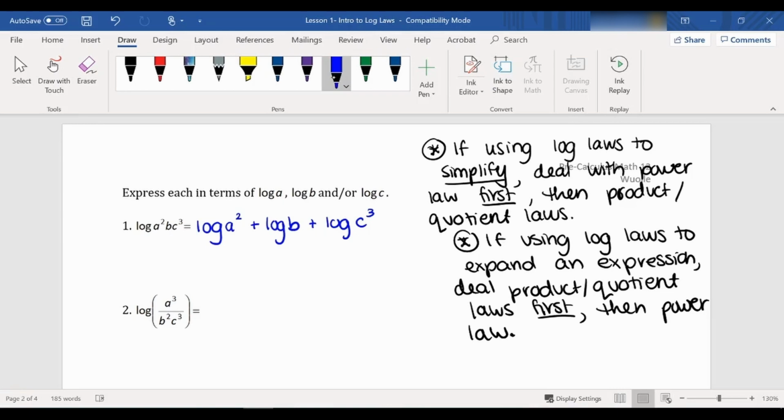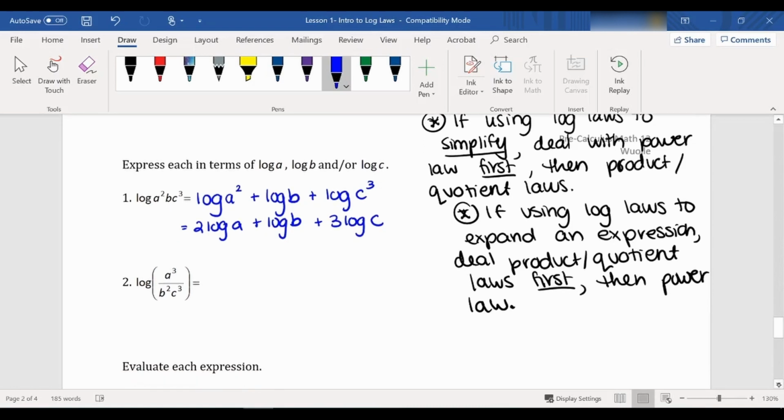Now that we've done that, in the first term, we can bring that 2 down in front. The log b has nothing else that we can do here, so we're going to leave it. And the last one, we can bring the 3 down in front to be 3 log c. And that's it. That's all we have to do. We're done.